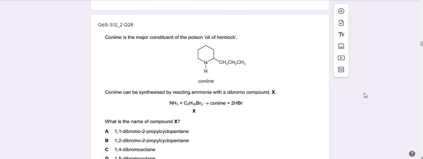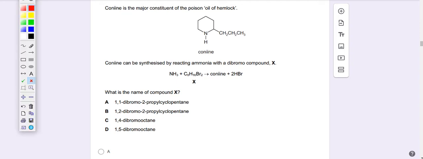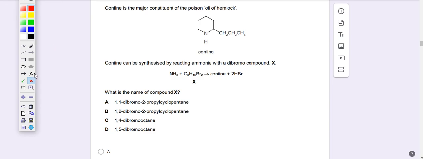Okay, this is question 65 in chapter 16. It is about reaction between halogenoalkanes and ammonia. Now let's look at a very simple example of reaction between halogenoalkane and ammonia. I'm going to write an equation.